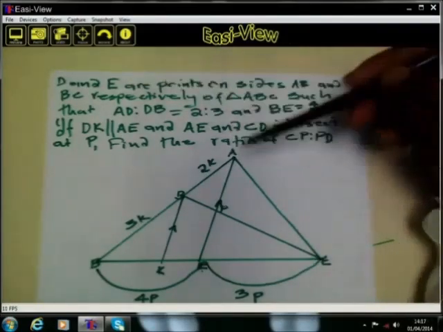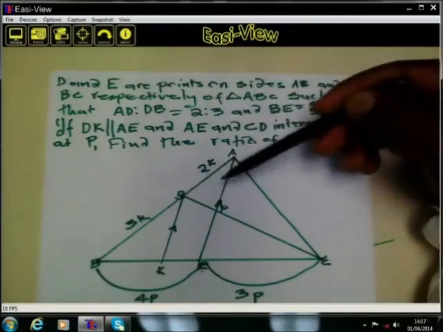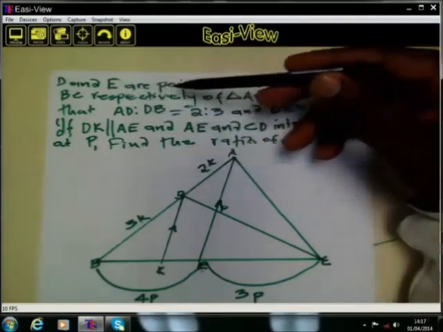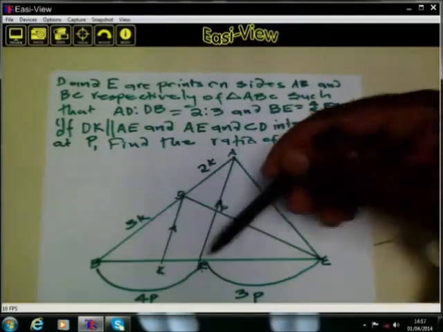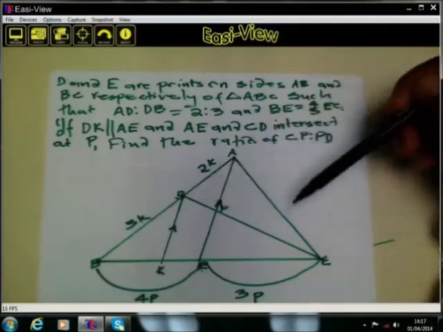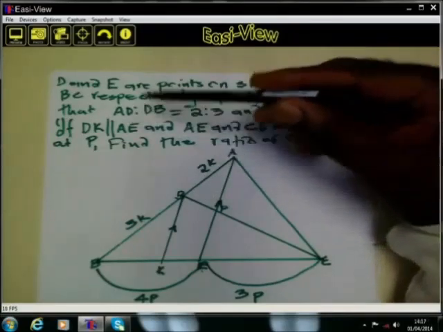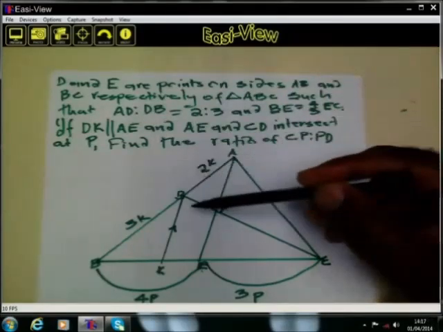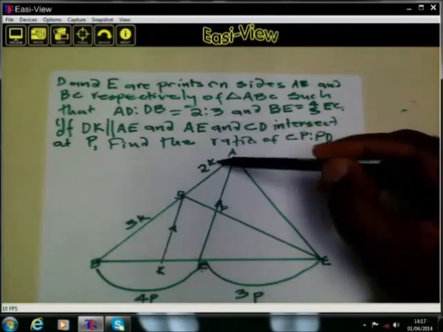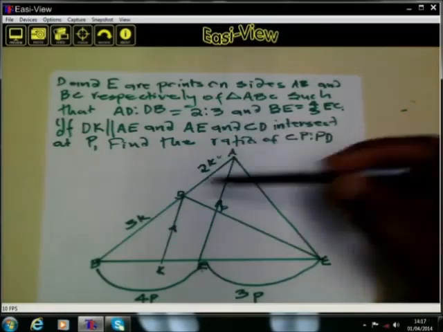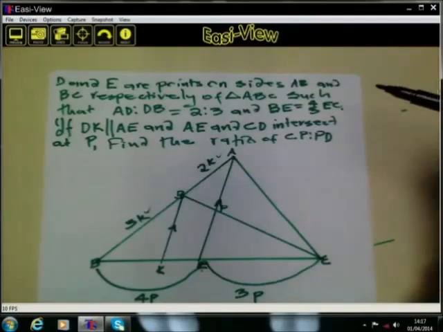D and E are points on side AB and BC. BC, E will be here when D is there, such that AD by DB, the ratio there is 2:3. It means this is 2K units, and this is 3K units.